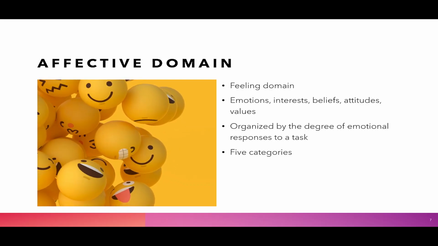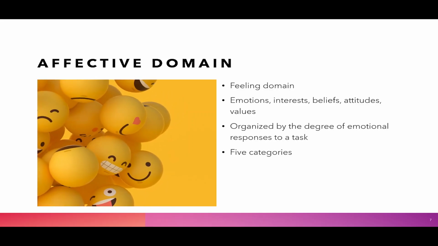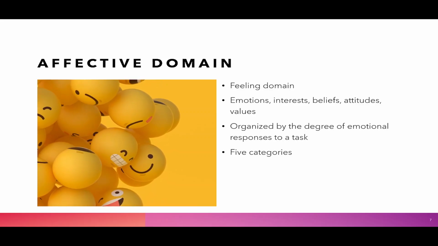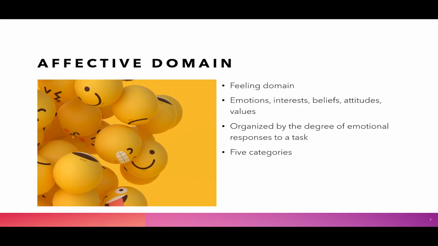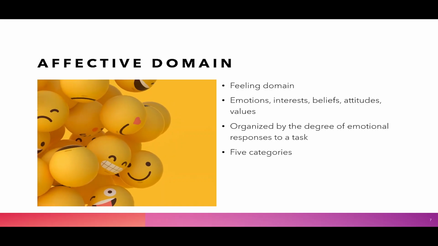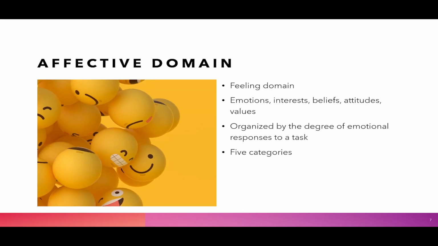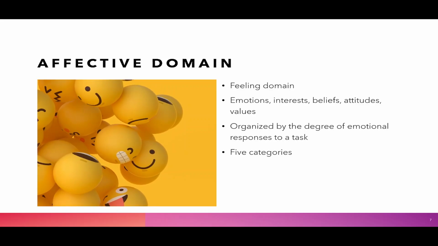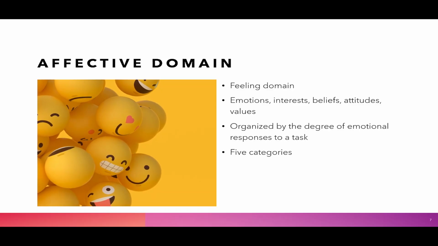The affective domain is also known as the feeling domain. It involves emotions, interests, beliefs, attitudes, and values. The 5 categories are organized with a degree of emotional responses to a task. This domain is difficult to measure because everyone has different attitudes, beliefs, and values. Beliefs are what a person believes is reality. Attitudes represent feelings about a person, event, or object. Values are standards that guide the student.